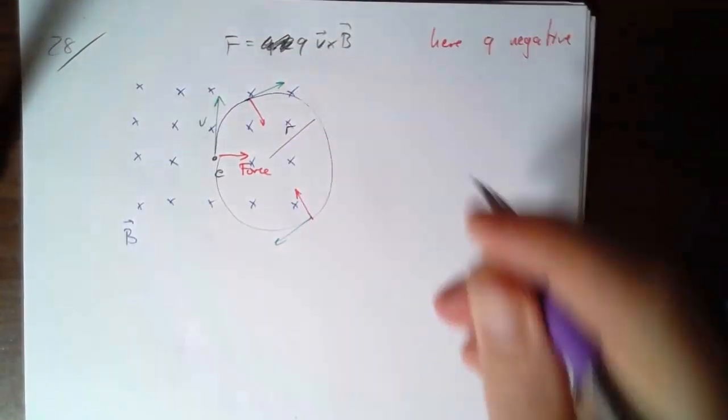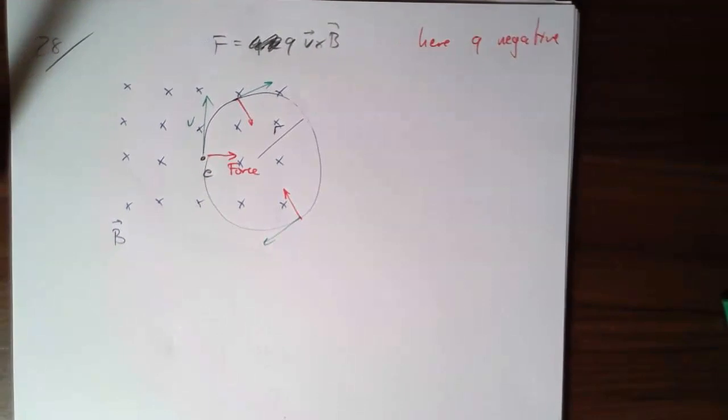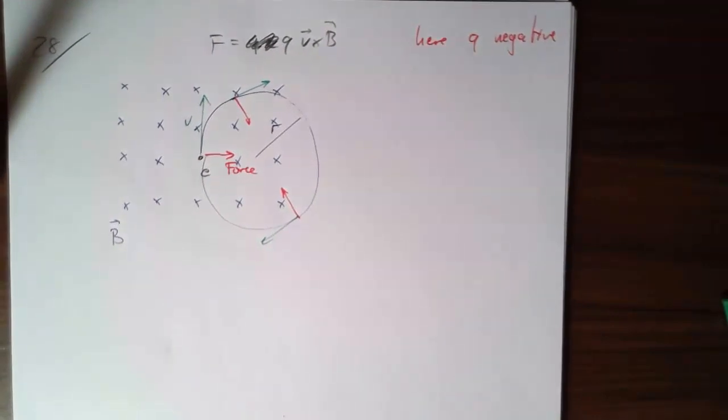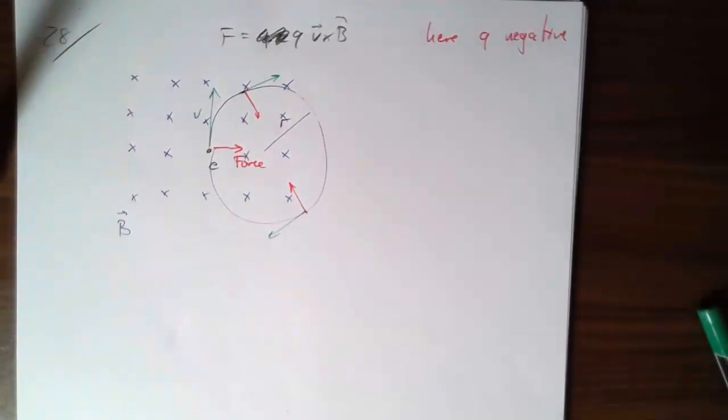Alright. So, we want to figure out what the magnetic field is. But what we are told is not r. That would be nice, wouldn't it? No, we're told the frequency.